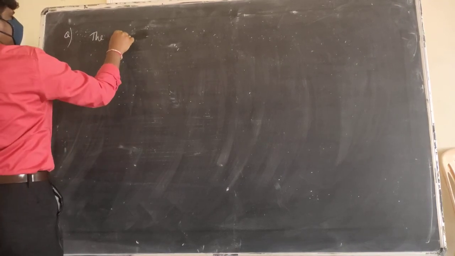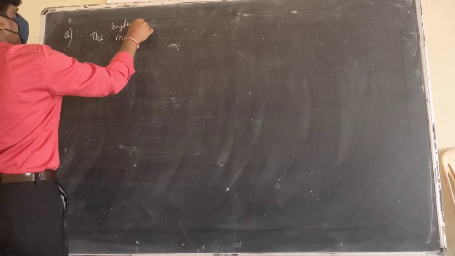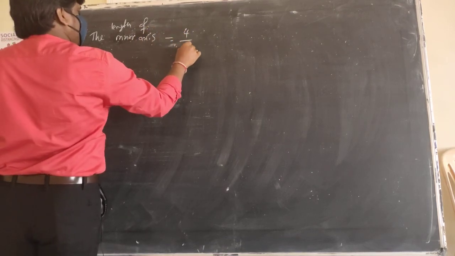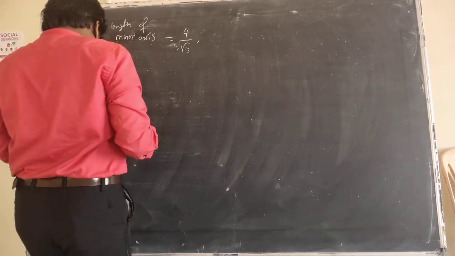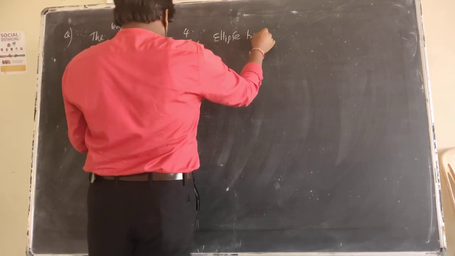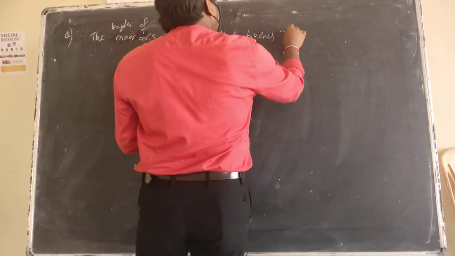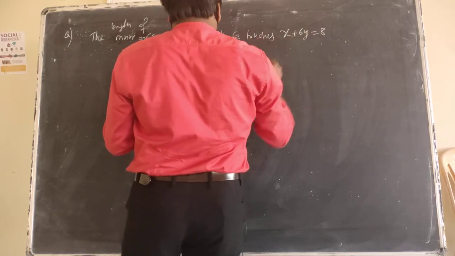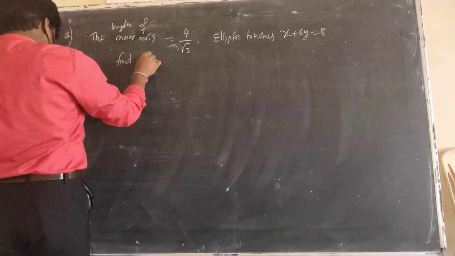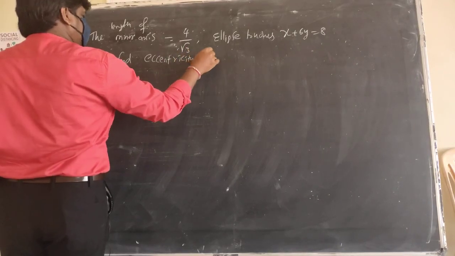Small m is minor axis. Length of minor axis is given. Length of minor axis is equal to 4 by root 3. Okay. And the ellipse touches the line x plus 6y is equal to 8. And find the eccentricity of the ellipse.